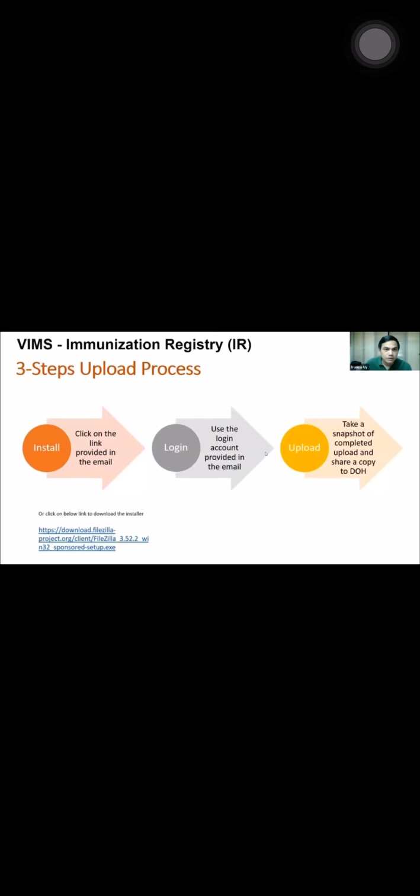So the Vims Immunization Registry is going to be the new system that we will use for uploading our master lists and our records for the vaccination proper that will be happening in the next few weeks. It is basically a three-step process. Number one, click on the link that will be provided to your email addresses, download that particular software, install it po, use the login provided to you in the email as well, and then upload that file that you have with regards to the template.